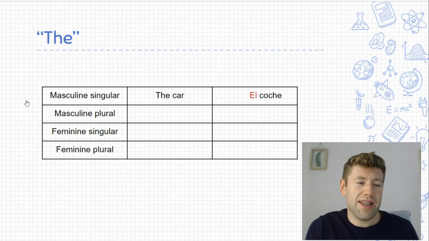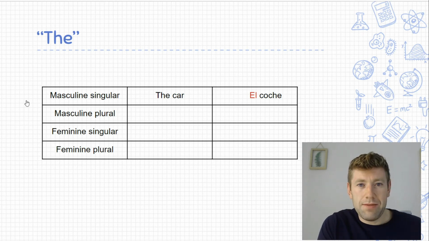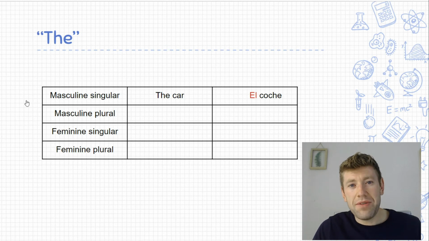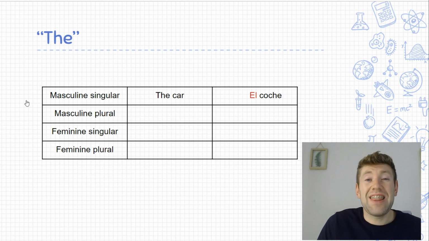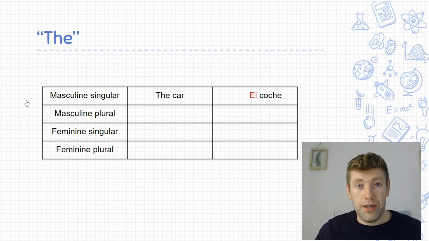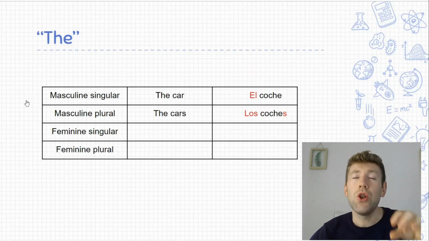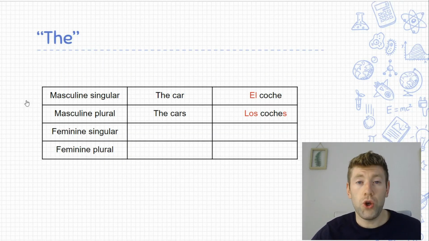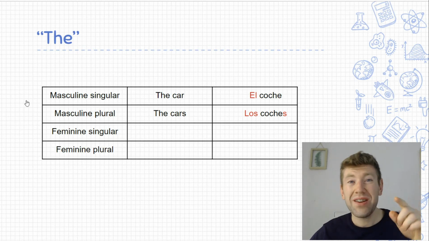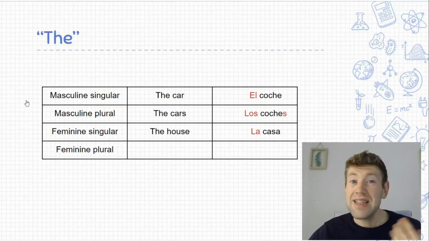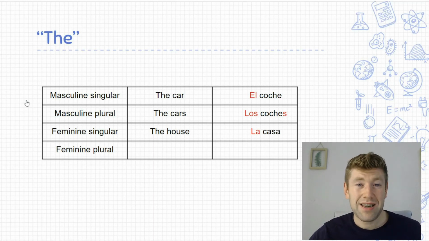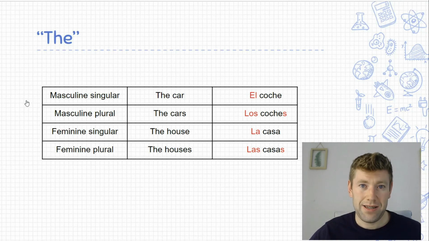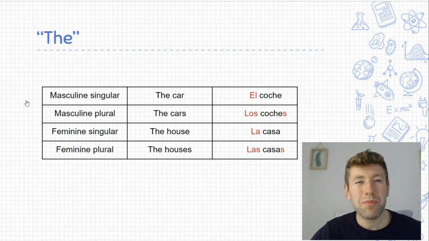So, do you remember I said that the had many forms? So, we've already introduced that it has el if it's masculine, la if it's feminine, but it also has a singular and plural version. So, for example, if we're saying the car, we would say el coche. But if we want to say the cars in plural, we would have to say los coches. Los coches. So here the for plural nouns is los. The same way we have the house was la casa, but if it's the houses, then it would change to las casas.